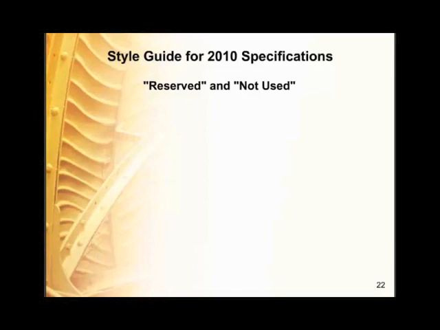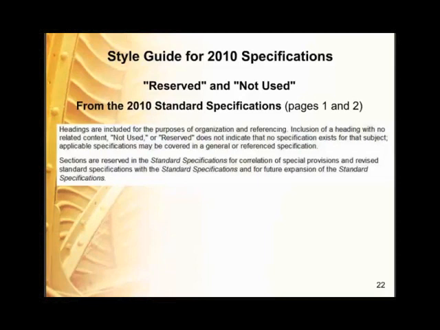Reserved and not used. From the 2010 standard specifications, you can see on pages 1 and 2, headings are included for the purpose of organization and referencing. Inclusion of a heading with no related content, not used or reserved, does not indicate that no specification exists for that subject. Applicable specifications may be covered in a general or reference specification. Sections are reserved in the standard specifications for correlation of special provisions and revised standard specifications with the standard specifications and for future expansion of the standard specifications.